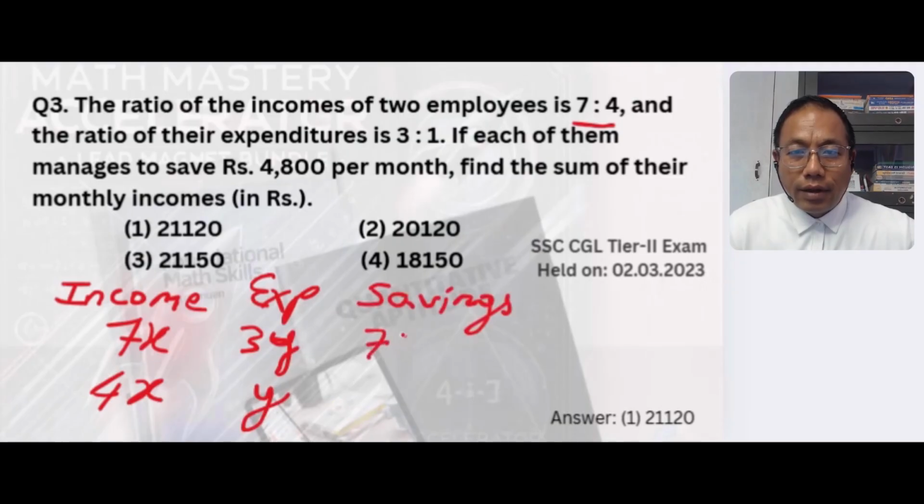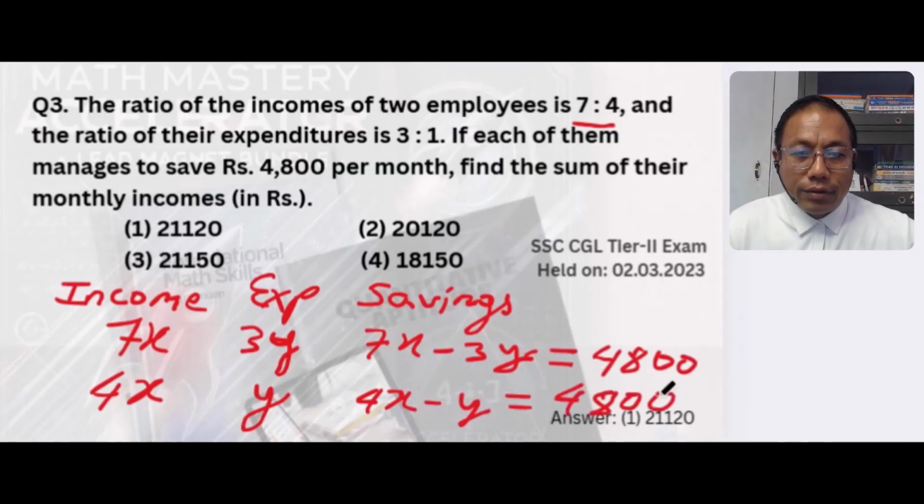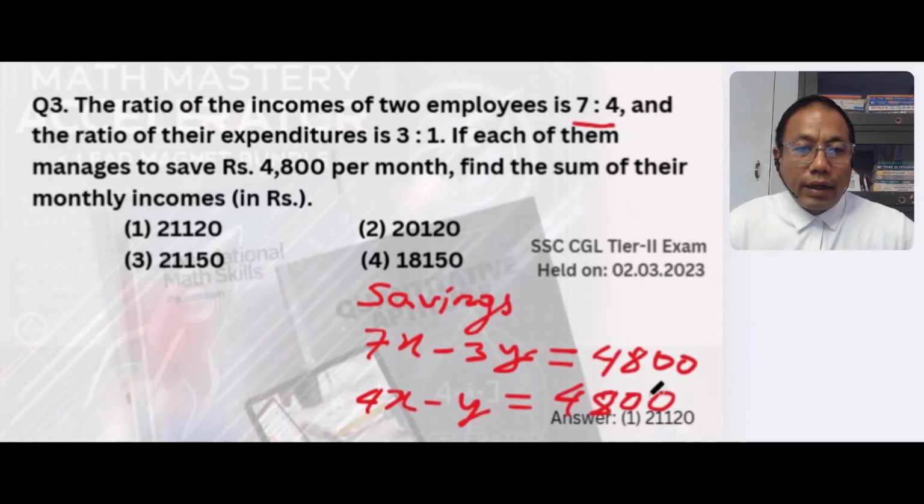is 7x minus 3y. Income minus expenditure is 7x minus 3y, and this is 4x minus y. These two values are 4800. This is again equal to 4800. Let's delete some part. Now, right hand sides are equal. Therefore, both left hand sides must be equal.